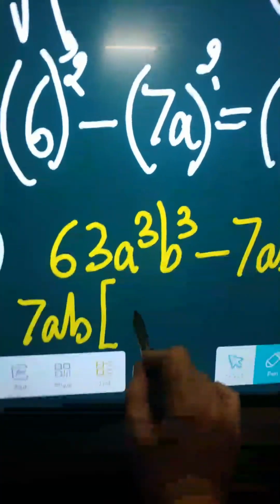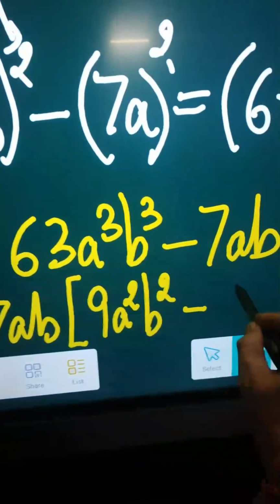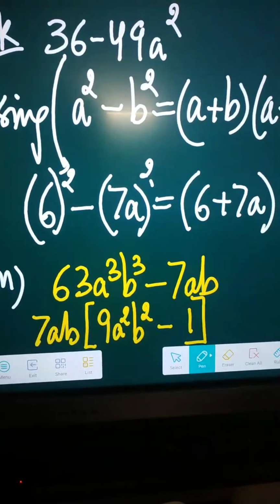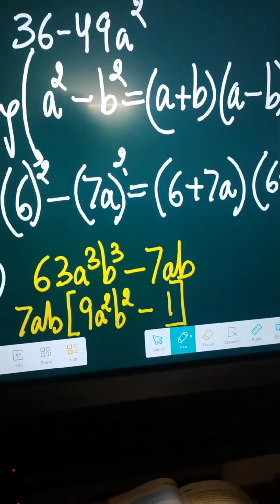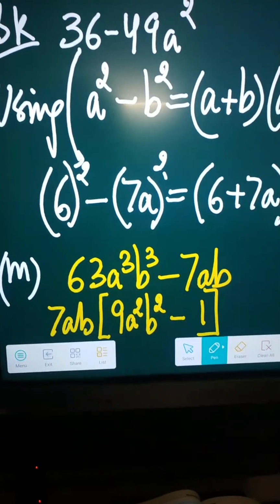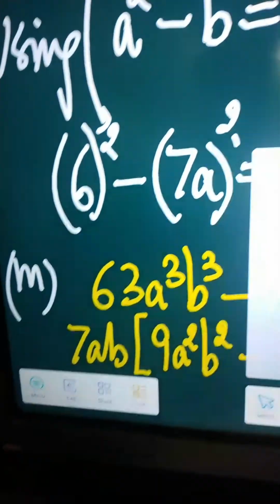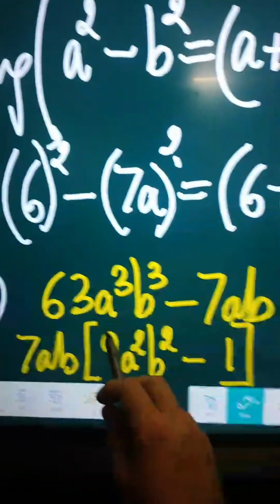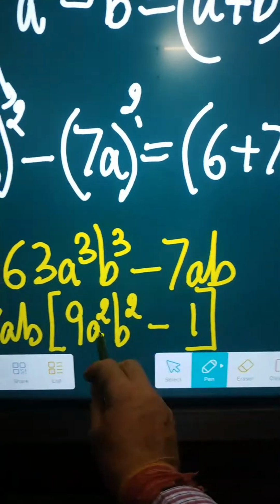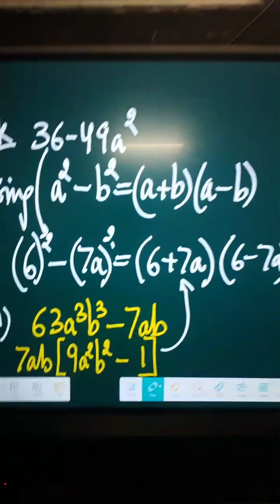So what will come inside? 9a square b square minus 1. Now how is it 7, and how is it 9a square b square? I have explained in the beginning of this class. See that, you will understand. Now what we have done, I have factorized the question and written it in two parts. So 7ab is the first factor. 9a square b square minus 1 will be solved by the upper method, which we have done just now.